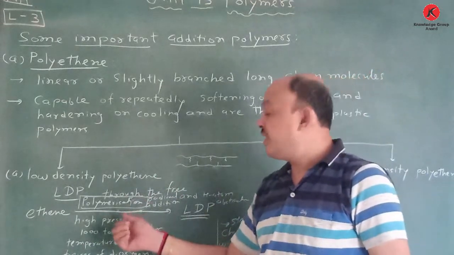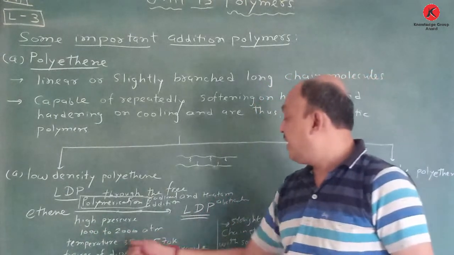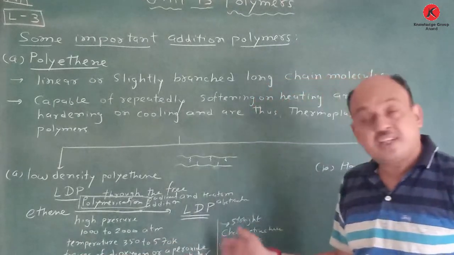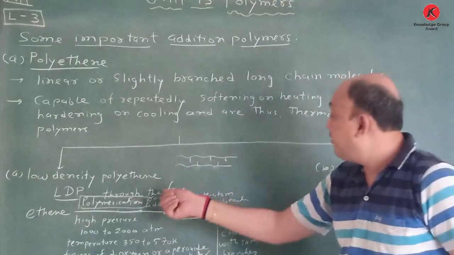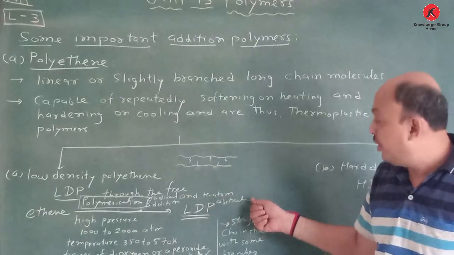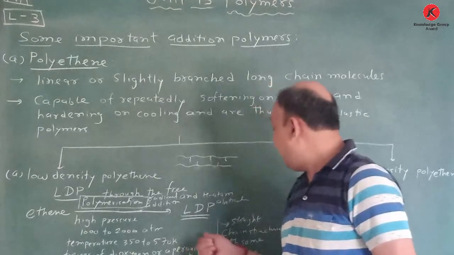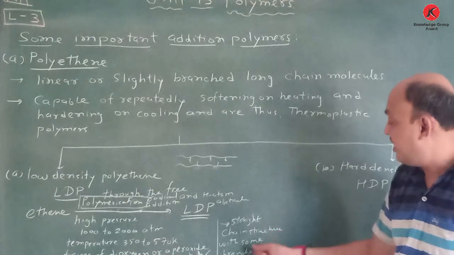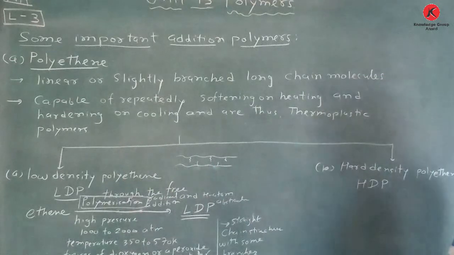So here, high pressure is 1000 to 2000 atmospheric pressure, temperature is 350 to 570 Kelvin, and traces of dioxygen or a peroxide initiator is also required, and through which particular reaction? Free radical addition reaction and H atom abstraction. Okay, they produce, as a manufacture, low density polythene. Now this low density polythene is a straight chain structure with some branches and it is just like this way. So this is all about low density polythene.